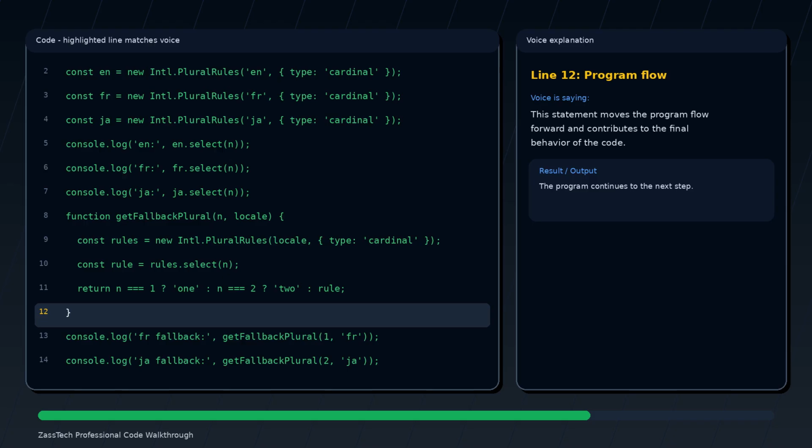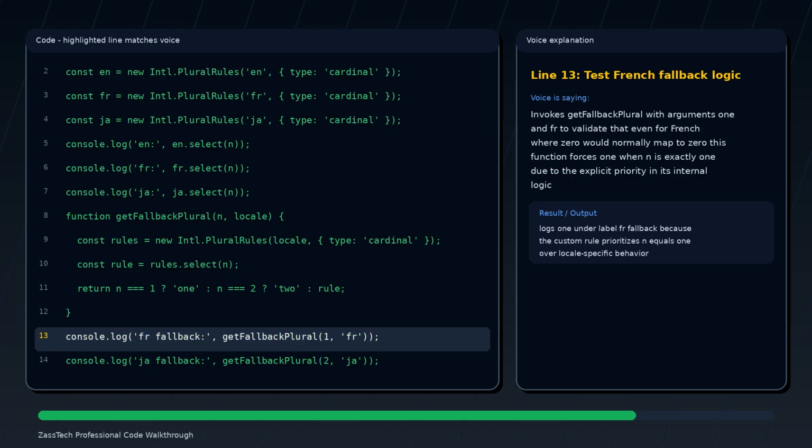This statement moves the program flow forward and contributes to the final behavior of the code. Invokes getFallbackPlural with arguments 1 and fr to validate that even for French, where 0 would normally map to 0, this function forces 1 when n is exactly 1 due to the explicit priority in its internal logic.